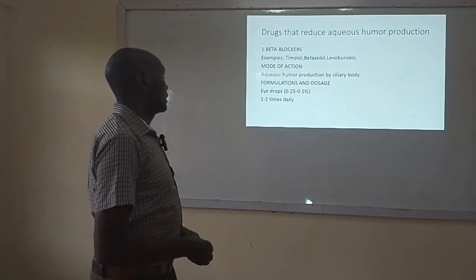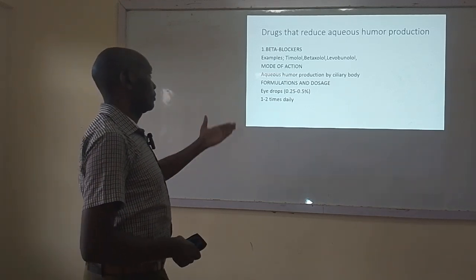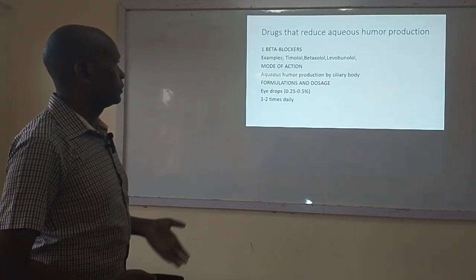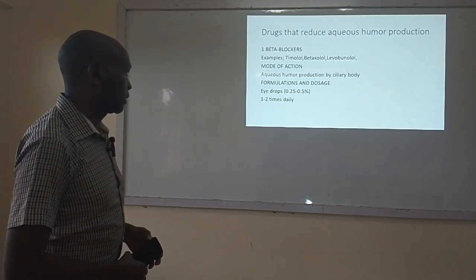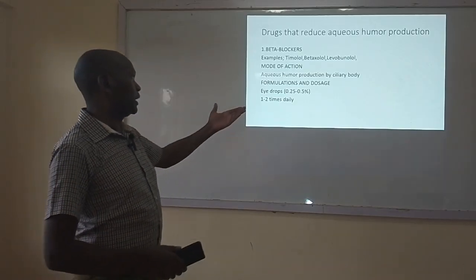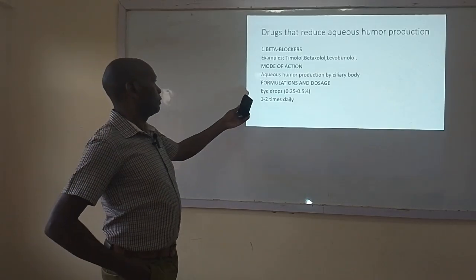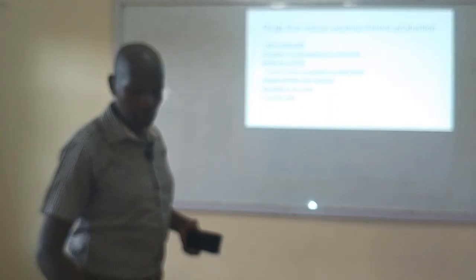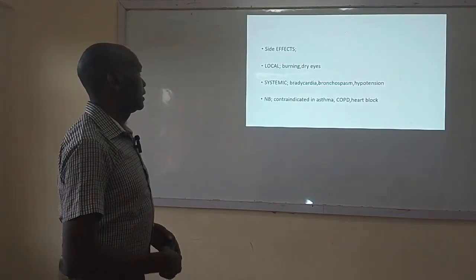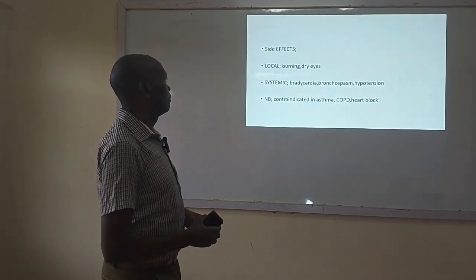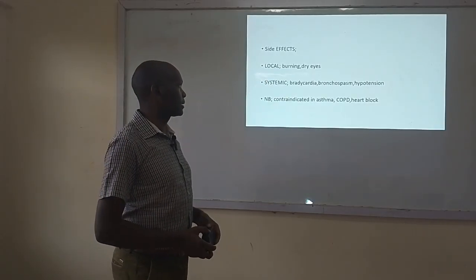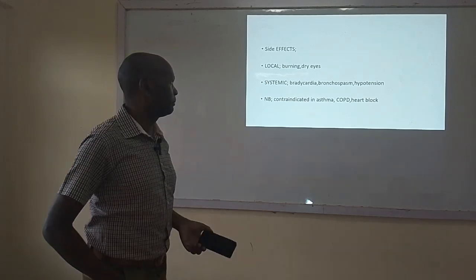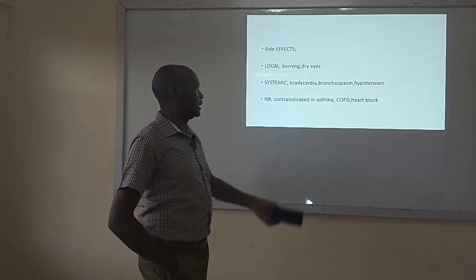So we had mentioned drugs. We have beta blockers. Examples are timolol, betaxolol, and levobunolol. Mode of action on aqueous humor production, they reduce it. We have formulations and dosages. For eye drops, we give 0.25 to 0.5%, 1 to 2 times a day. The side effects locally in the eye, you'll feel some burning sensations and sometimes dry eye. Systemically, particularly on cardiovascular, you get bradycardia.